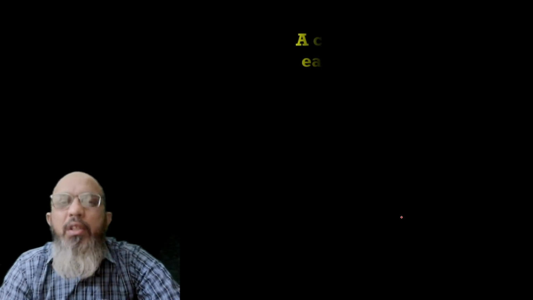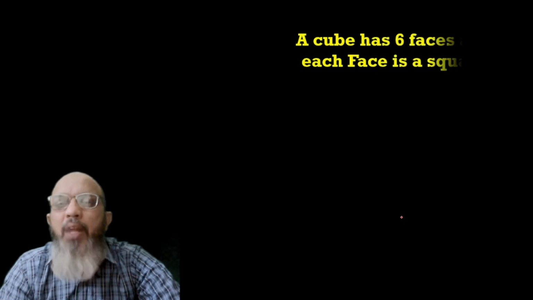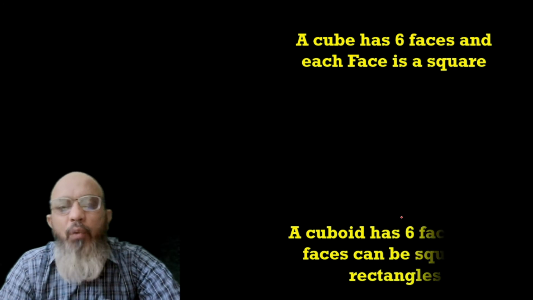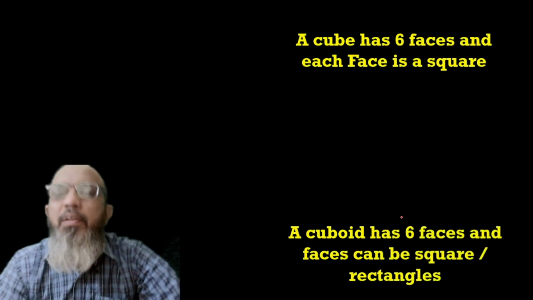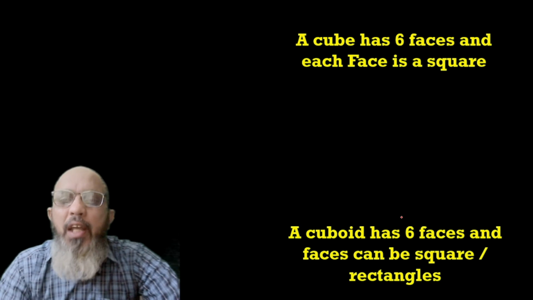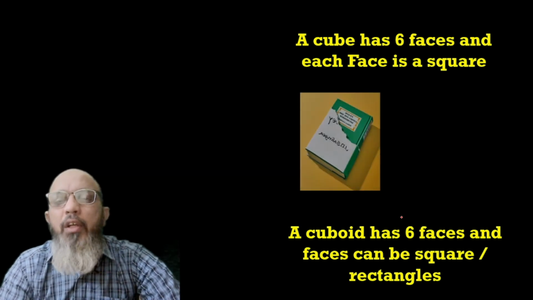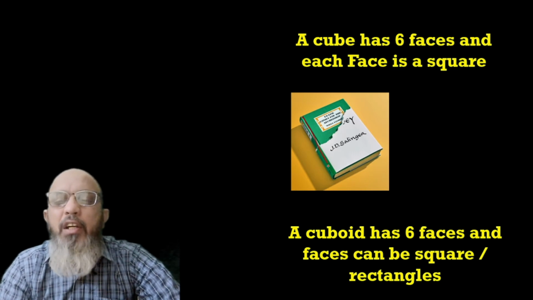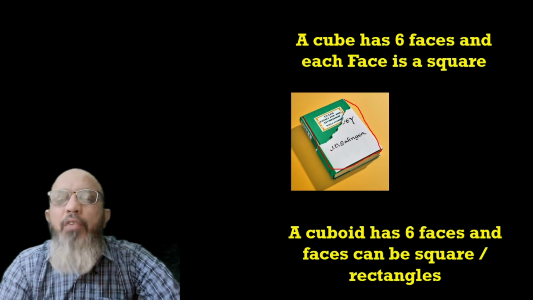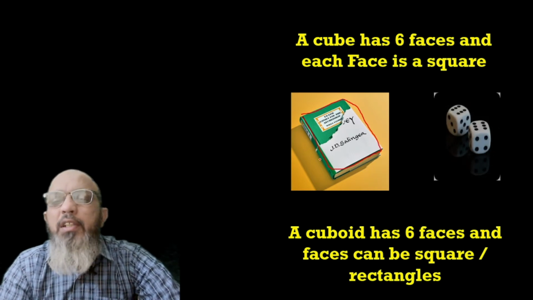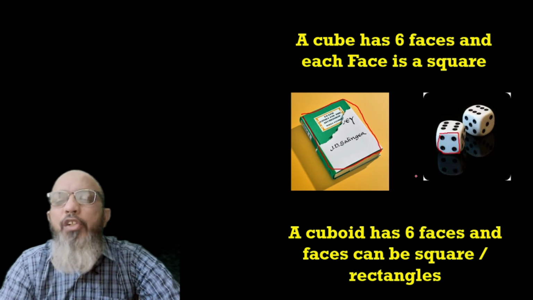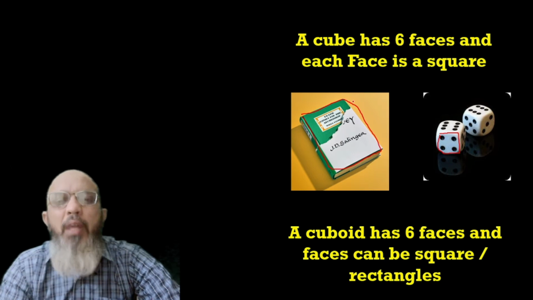So let's see the difference between a cube and a cuboid. A cube has 6 faces and each face is a square. A cuboid also has 6 faces, but a face can be rectangular or a square. So for example, is this one a cube or a cuboid? It is a cuboid because it has a face of rectangular shape, right? And what is this? It is a cube because it has faces of square shape. So that is the difference between a cube and a cuboid.